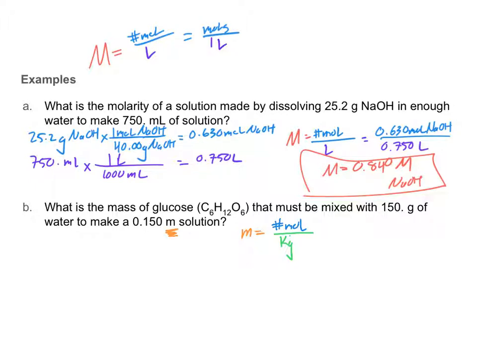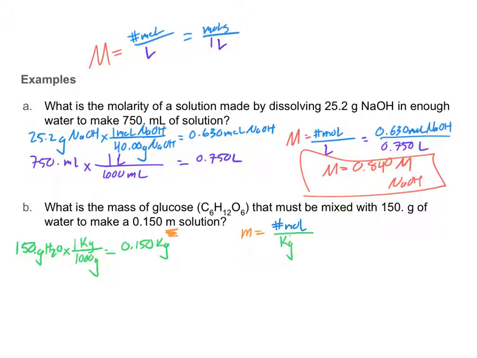So the first thing I need to do is convert my grams of water into kilograms of water. So I'm going to take the 150 grams of water, and I'm going to convert it to kilograms of water. So in 1 kilogram, there are 1,000 grams. So that tells me I have 0.150 kilograms of water in this case. I'm looking for moles because I'm trying to find mass eventually.